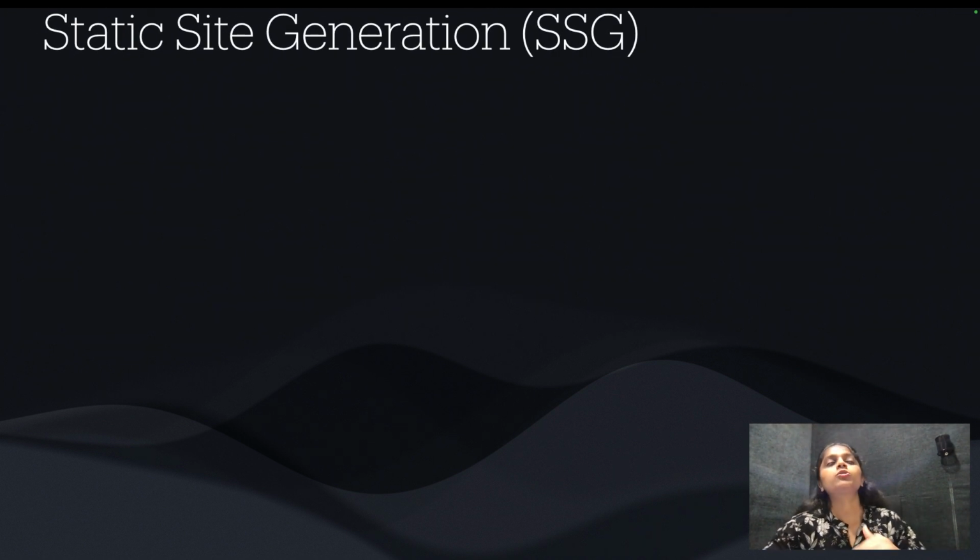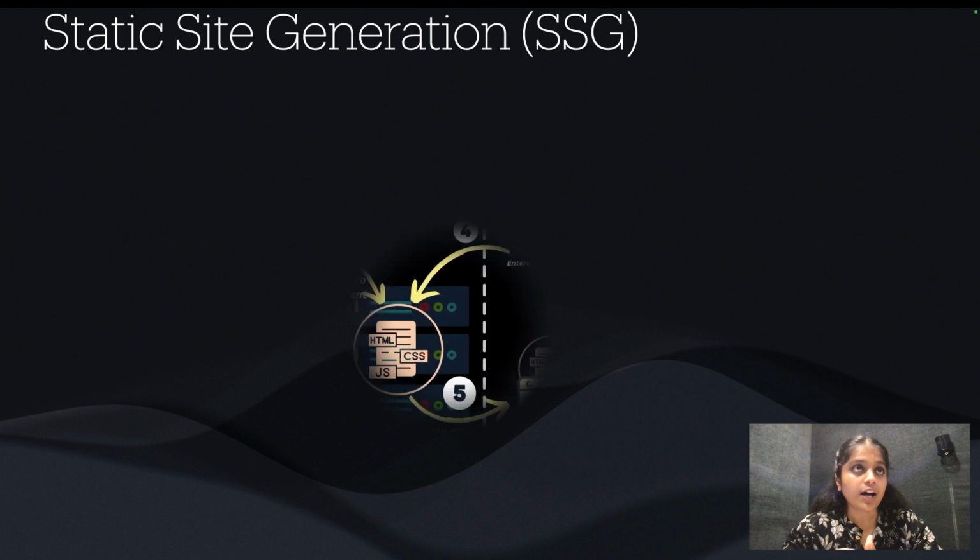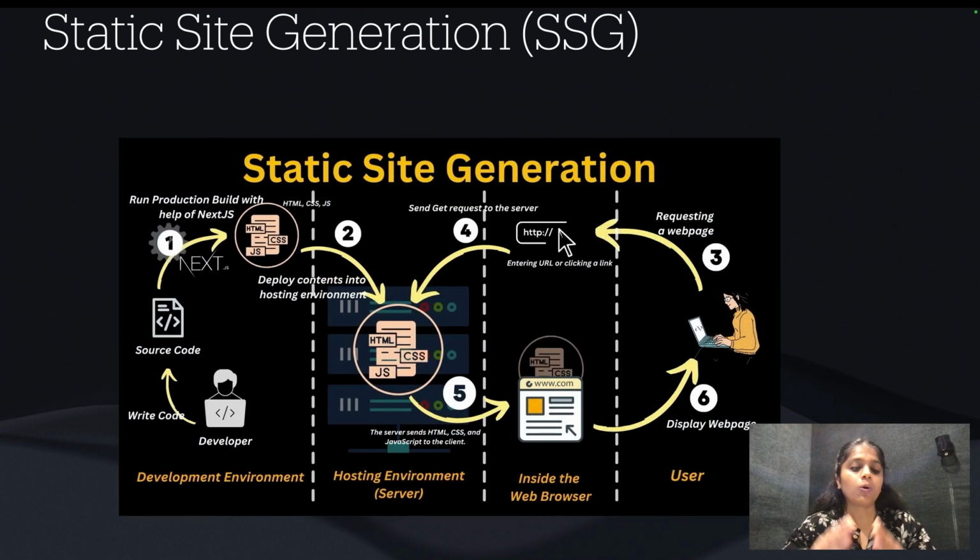Now I'll be talking about another data fetching method, that is SSG, static site generation. I'll explain the whole cycle. All the pages we have are generated statically and delivered to the users from the CDN. Here the CDN is the content delivery network. So the page is delivered from the CDN, which is very fast.